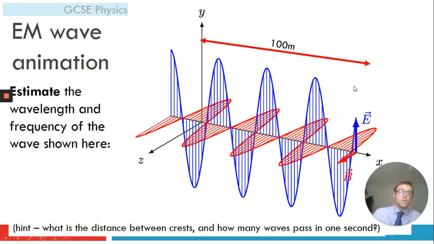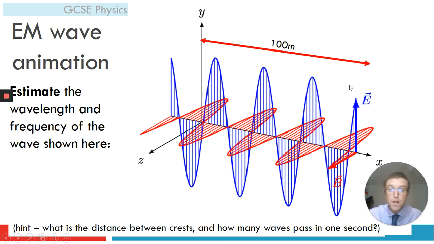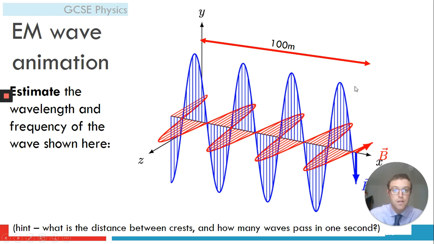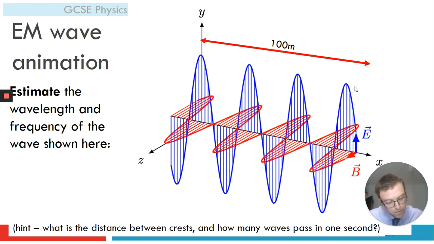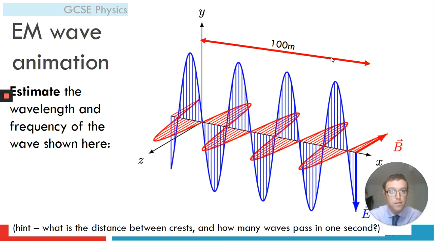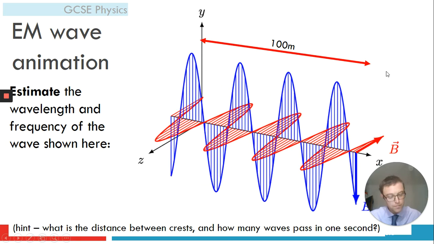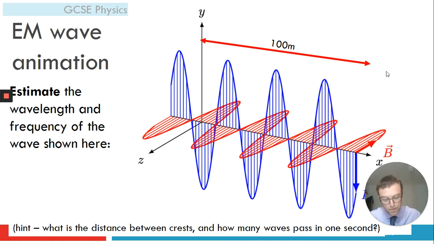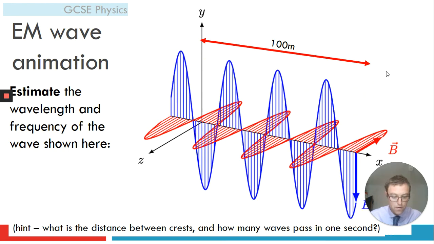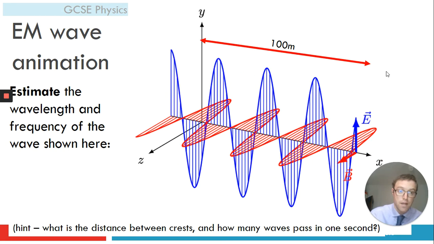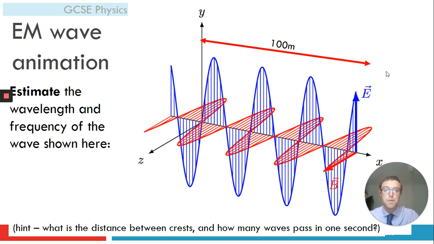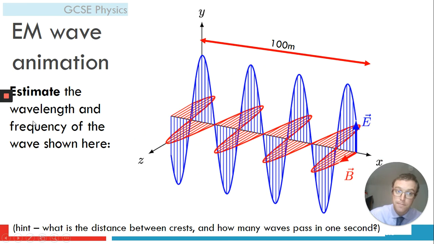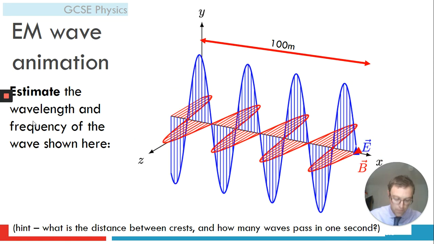So I think we had about 3 or 4 waves passing in 10 seconds. If 4 waves, that's 4 wave crests passed in that time. If 4 waves pass in 10 seconds, 4 divided by 10 is 0.4 waves every second. We want to know for the frequency how many waves pass in 1 second. Divide 4 by 10 and we get 0.4 for the frequency.